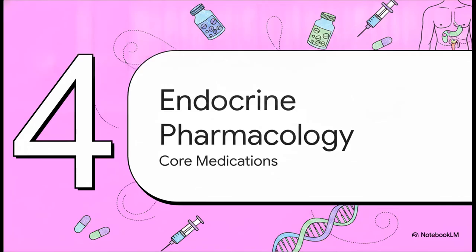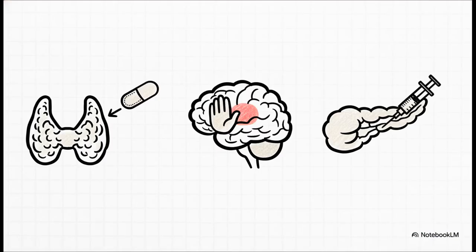Next up is Section 4, Crucial Endocrine Pharmacology. The cool thing about endocrine pharmacology is that the logic is actually pretty straightforward. Because this whole system relies on chemical messengers, when something goes wrong, we really only have a few options. We either manually replace deficient hormones, suppress excessive ones, or we just manage the symptoms.